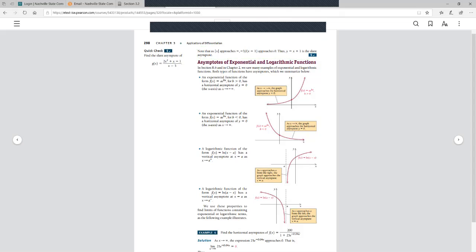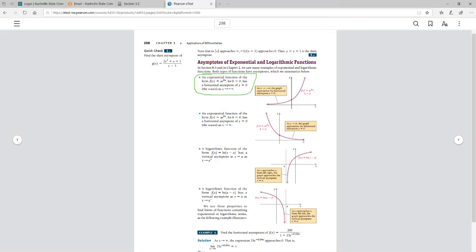What about asymptotes of exponential and logarithmic functions? An exponential function of this form, y is equal to a times e to the power of bx, as long as b is positive, will have a horizontal asymptote at y is equal to 0. In other words, the x-axis will function as a horizontal asymptote. If you recall looking at our growth problems, they typically look like this. And you may have picked up on the fact that as x approaches negative infinity, the graph does get closer and closer to y is equal to 0.